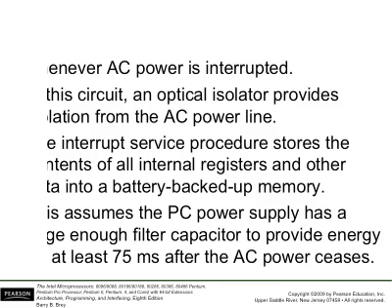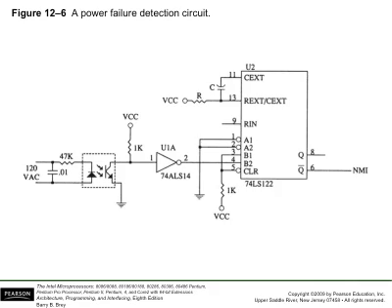And in the circuit, we have an optical isolator to provide isolation from the AC power line to the circuit on the motherboard. We assume the power supply has at least 75 milliseconds after the AC power ceases. So this is a circuit that we can use to report a power failure to a microcontroller, microprocessor, using the non-maskable interrupt.